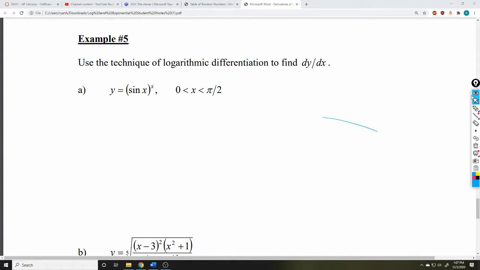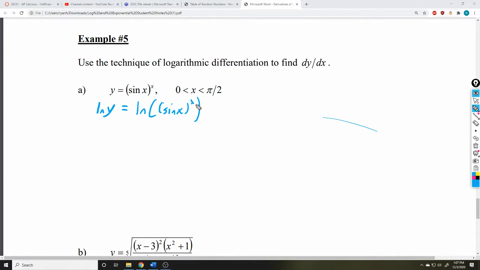So sine of x to the x. We can't use a power rule because there's not a number up in the exponent, and we can't use an exponential rule because there's not a number down in the base. So this would be impossible to do without this technique. What we're going to do is take advantage of the properties of logarithms, and take the natural log of both sides. Natural log of y equals the natural log of sine of x to the x.